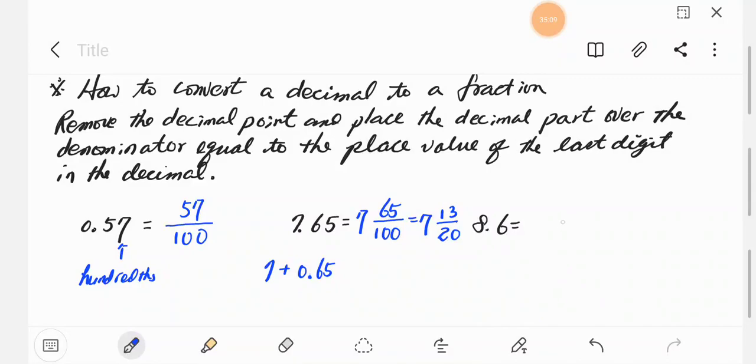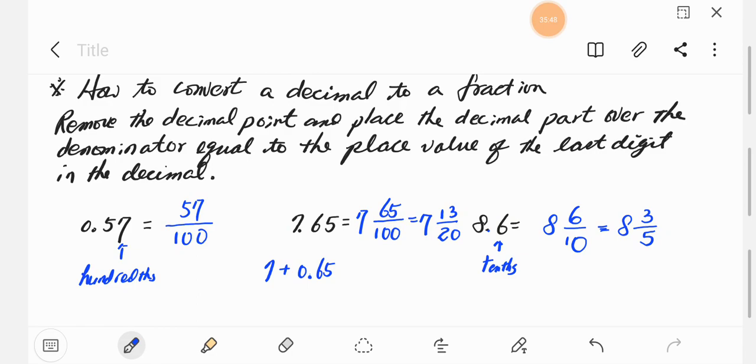Okay, 8.6. You can write it as a mixed number 8 and. So remove the point. The decimal part will be a fraction, 6 over. This is the 10th digit, right? So write 10 and then reduce the fraction. 6 and 10 is divisible by 2, so 3 over 5.